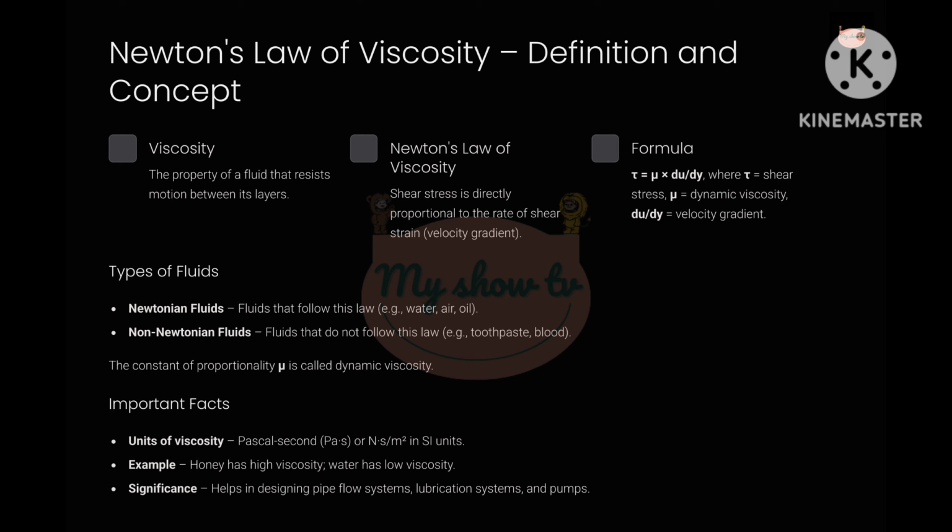Fluids that obey this relationship are called Newtonian fluids. These include water, air, and most simple liquids. On the other hand, non-Newtonian fluids, such as ketchup or blood, do not follow this law. Their viscosity can change with stress or time. This law is important in predicting fluid behavior in pipes, around aircraft wings, and in lubrication systems. For engineers, it helps select the right fluid for different mechanical applications.